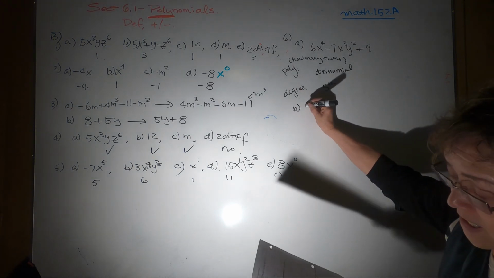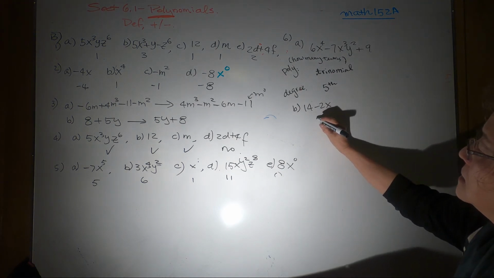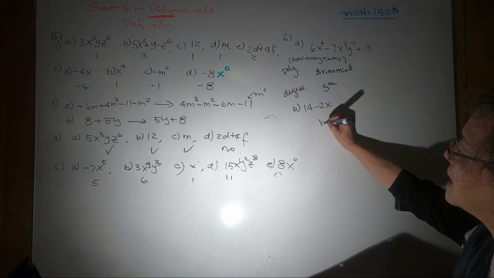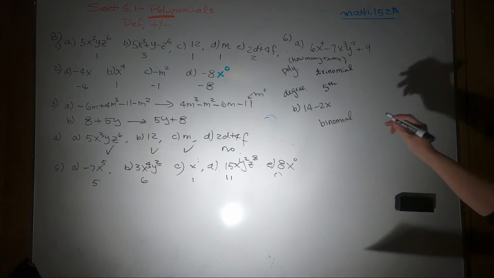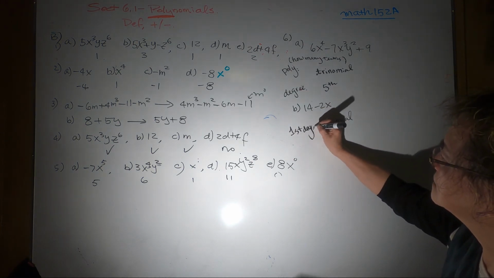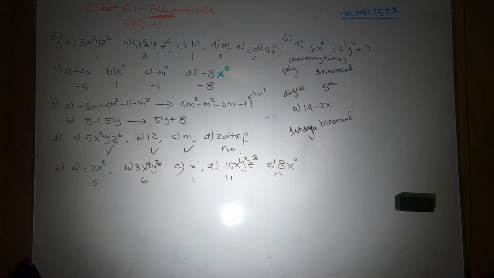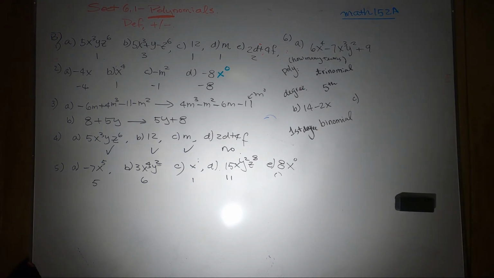So if we have 14 minus 2x, we will say this one is what? 2 terms. We will say it's what? Binomial. How many degrees? 1 degree. We will say what? 1st degree binomial. Okay, we use 2 things to describe a polynomial. One is by degree, one is by how many terms. So you can tell what's going on.